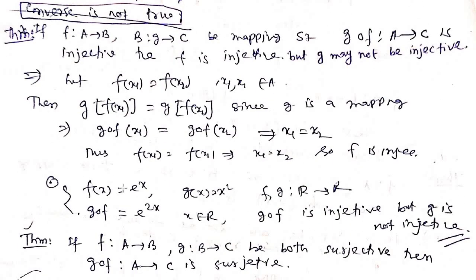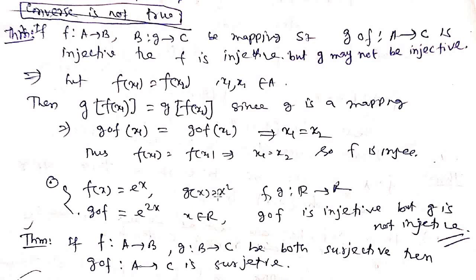Like here, f(x) equal to e to the power x and g(x) equal to x square. All the functions are from R to R, real number to real number. So g compose f will be e to the power 2x. We can prove that this g compose f is injective. So how to prove? Let x1 not equal to x2, then 2x1 not equal to 2x2. If we take e to the power, then those are not equal. So that is injective.